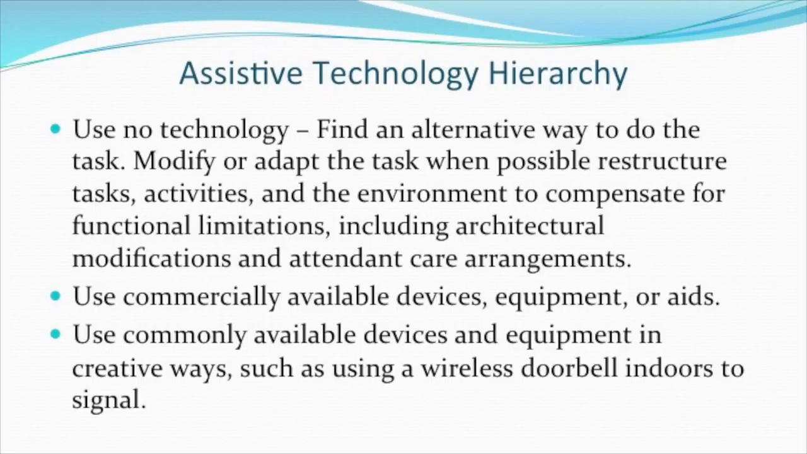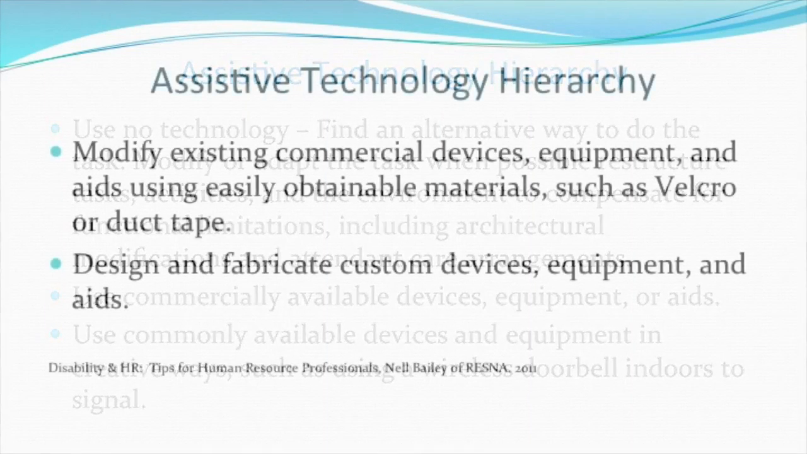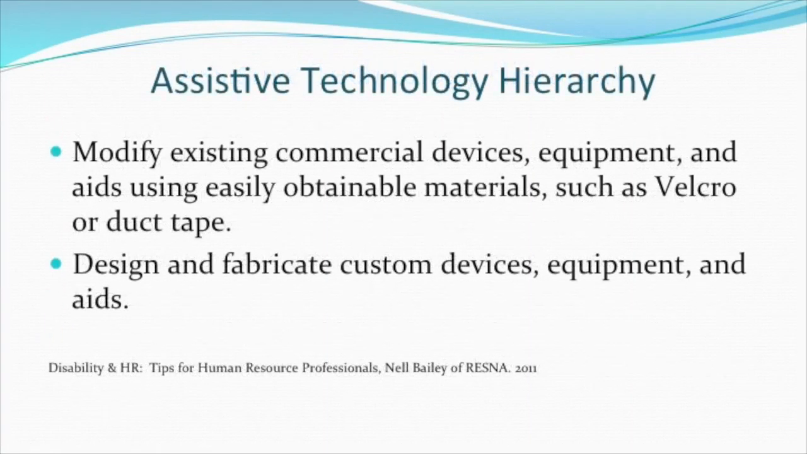The hierarchy continues with the use of commercially available devices, equipment, or aids, or using commonly available devices and equipment in creative ways, such as using a wireless doorbell indoors to signal. The next step would be modifying existing commercial devices, equipment, and aids using easily obtainable materials such as Velcro or duct tape. And lastly, you could design and fabricate custom devices, equipment, and aids.